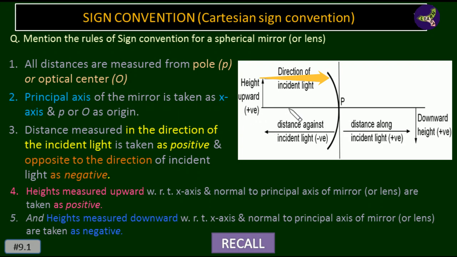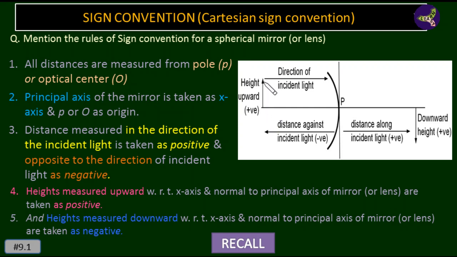And if you are measuring opposite to the direction of the incident light, then you have to take the distance as negative. And the fourth point is, the height measured upward with respect to the x-axis and normal to the principal axis of the mirror or lens is taken as positive. So this is the principal axis, and we have to measure this normally.